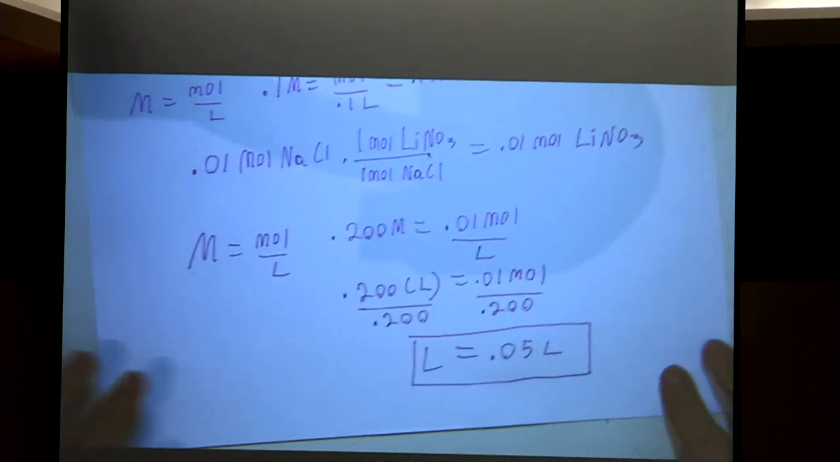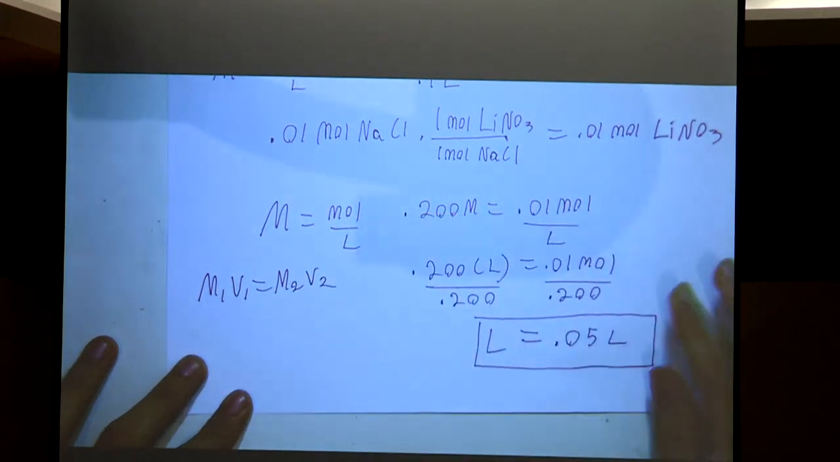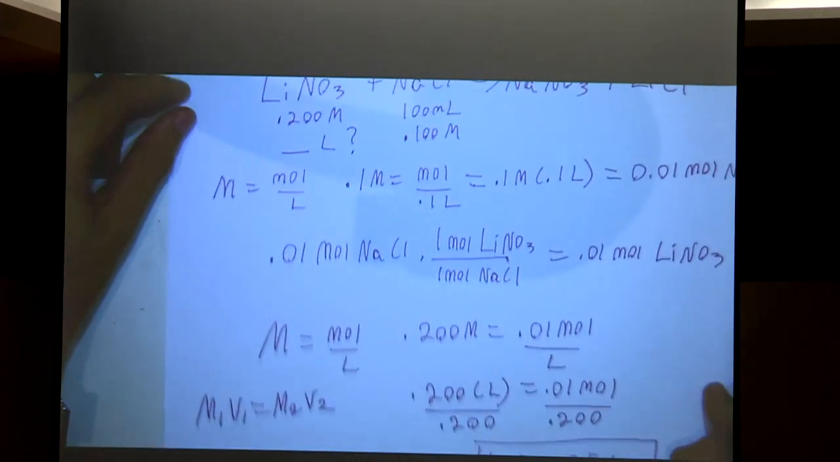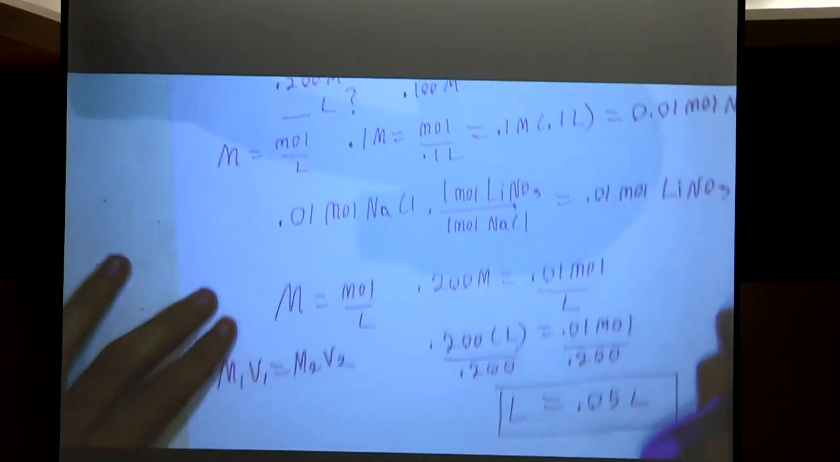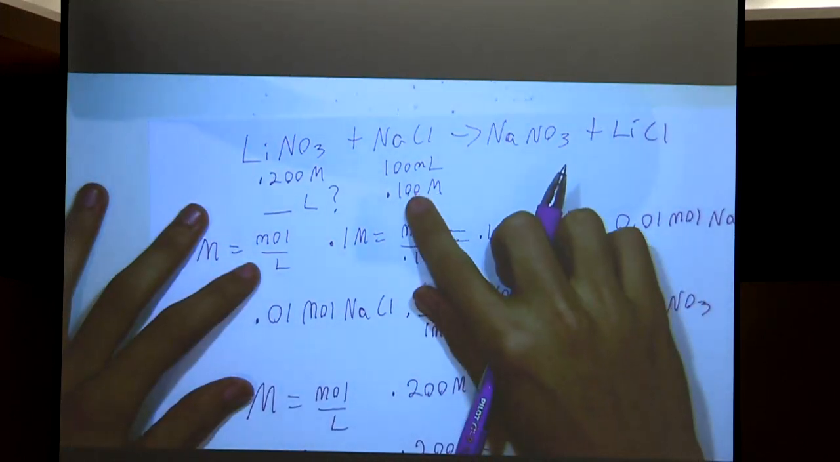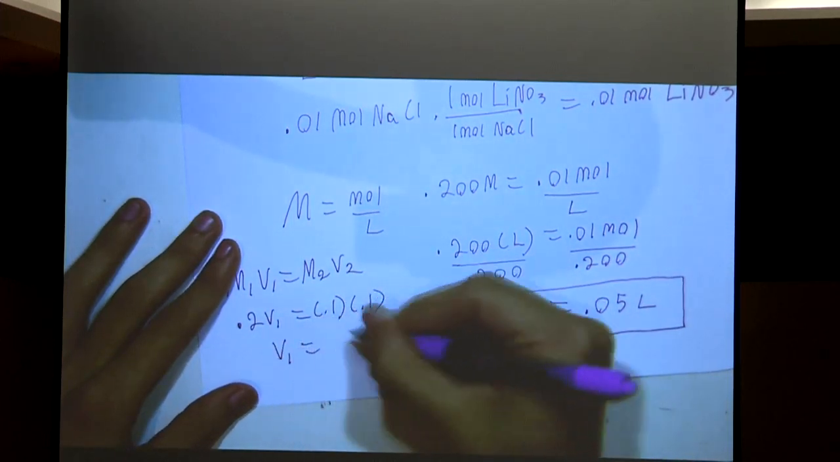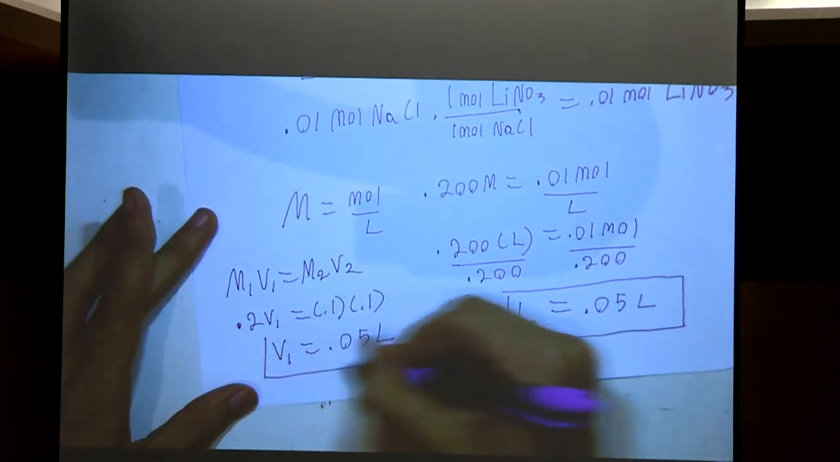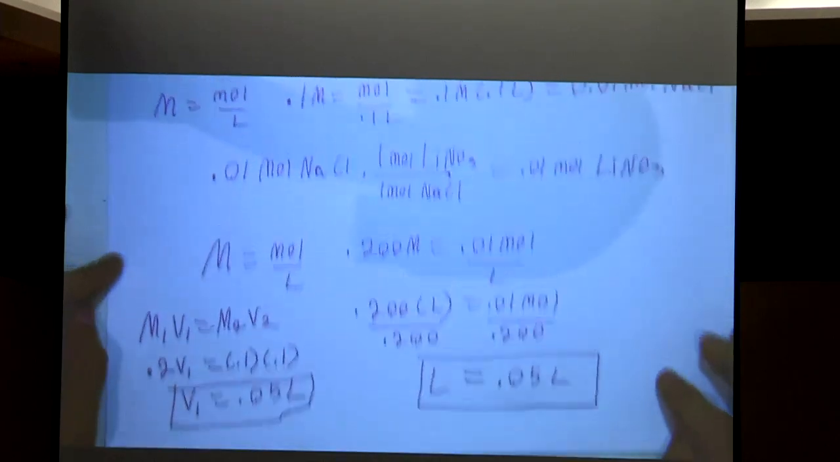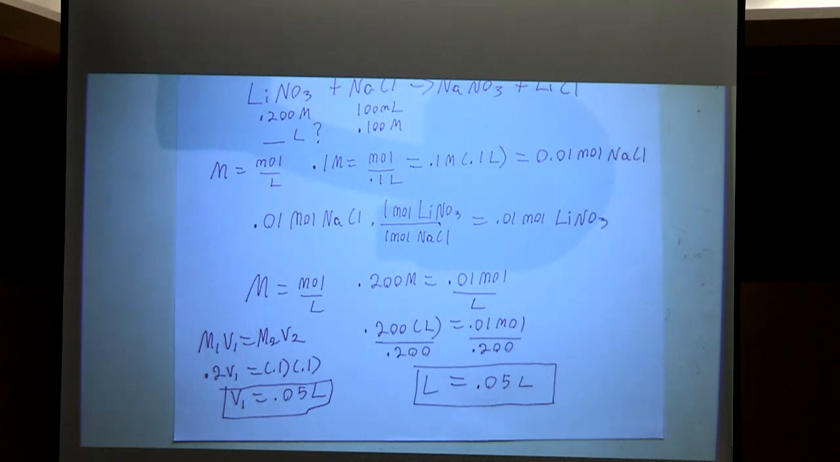If you do get 1-to-1, you can just do this, right? So lithium nitrate, I'll make my 1. So I've got 0.2 times V1 equals 0.1 times 0.1. And then you'll get the same thing. So those are two ways to do it. One of them is way easier. So if you get 1-to-1 on the exam, just do that formula. It'll save you a lot of time that you'll need.